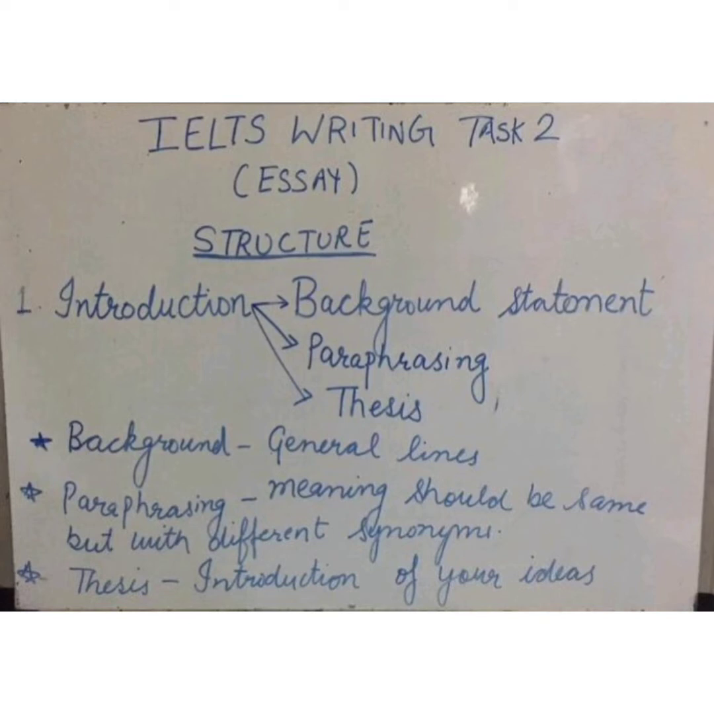The first paragraph is your introduction paragraph, where you can do 3 things. The first is your general line, the second is your paraphrasing, the third is your thesis statement. So the first, that is the general line, which can also be called a background statement or a hook line. What is this? So hook line is the line where you have to find the keyword from your statement, and then you need to write a background statement on the basis of that keyword.